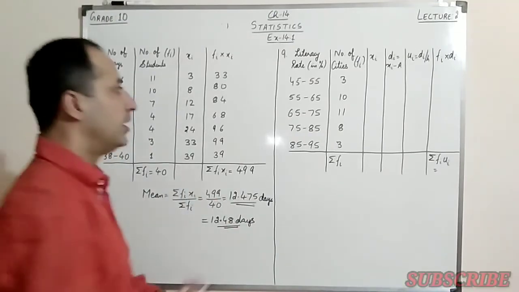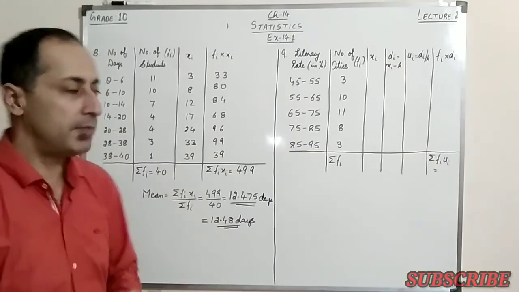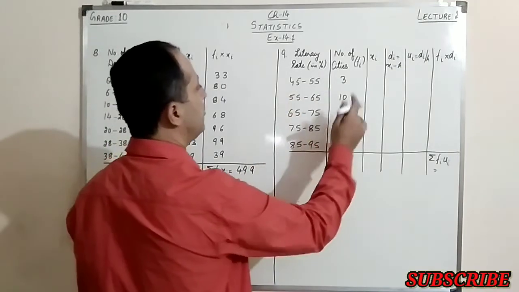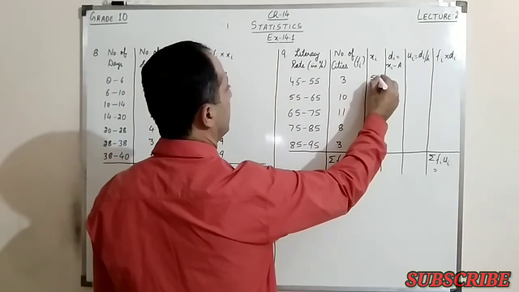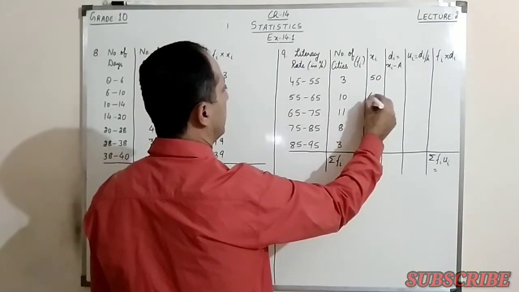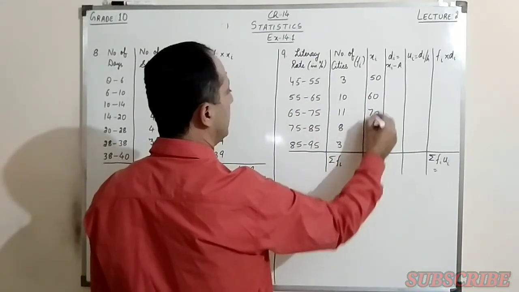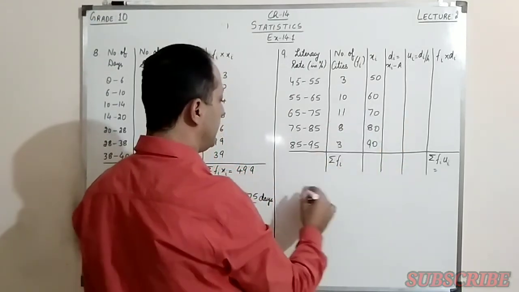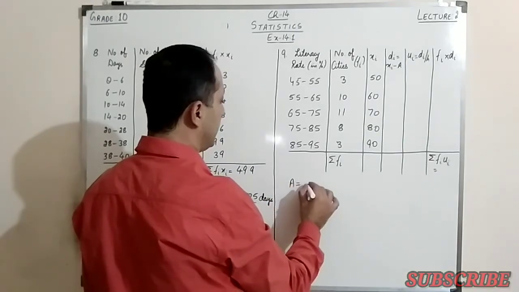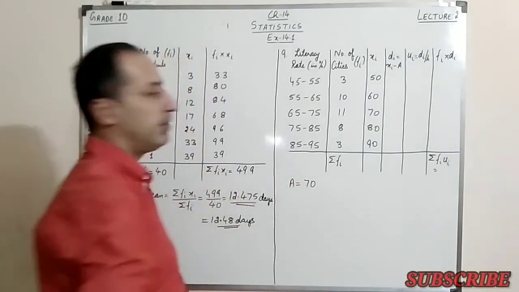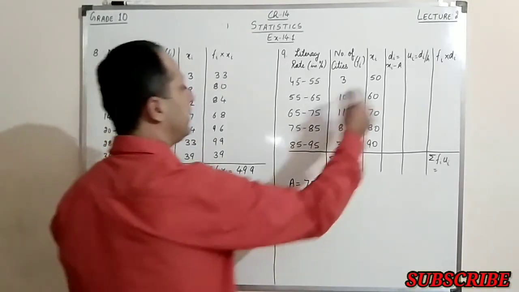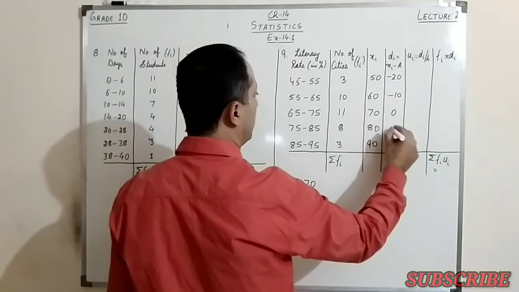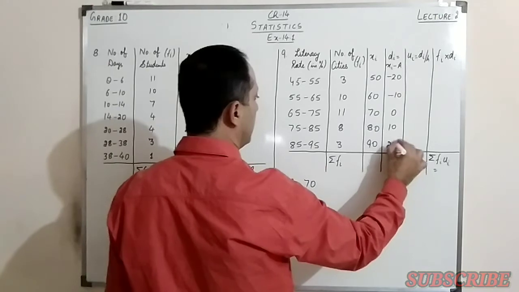Right? Now, this question we are doing using the step deviation method. First step is the same, we have to find xi. So we add these two and divide by 2. So the first one is 50. Then we have 60. Then we have 70, 80, and then 90. Now we assume the middle of the class marks as the assumed mean, that is A. So A is our 70. Now we find di's. So let's subtract these. So this is minus 20, minus 10, 0, 10, and 20.